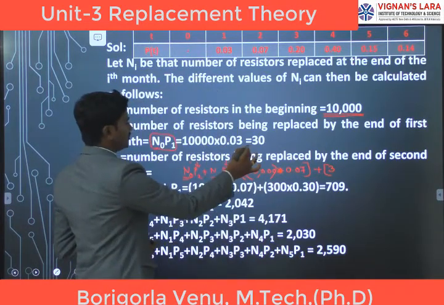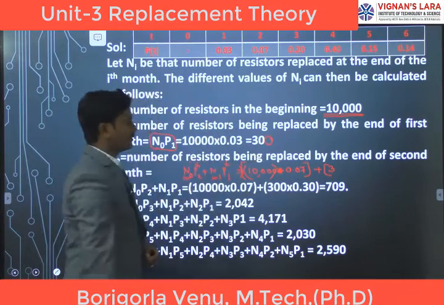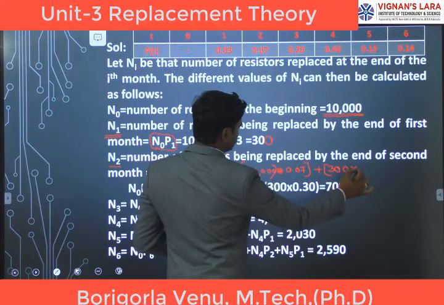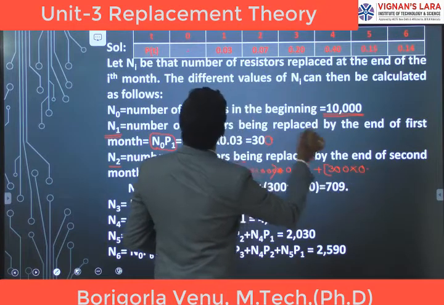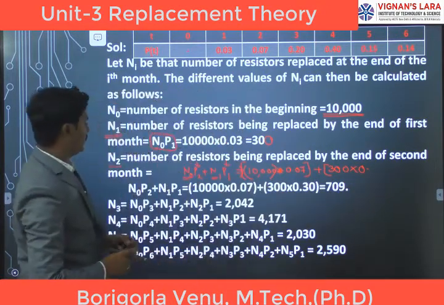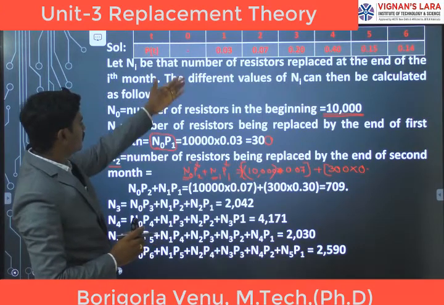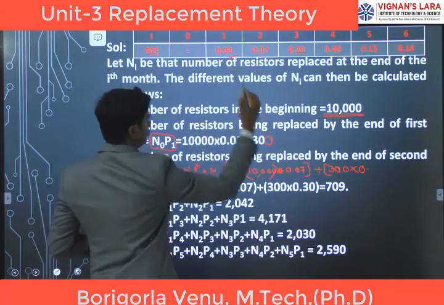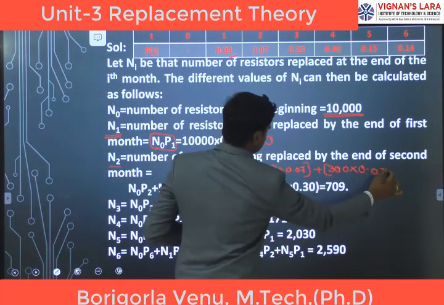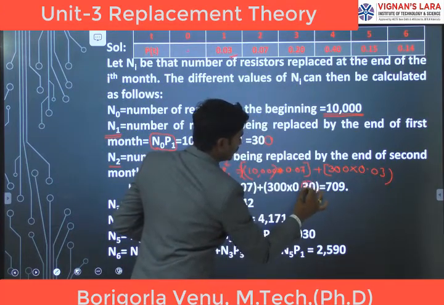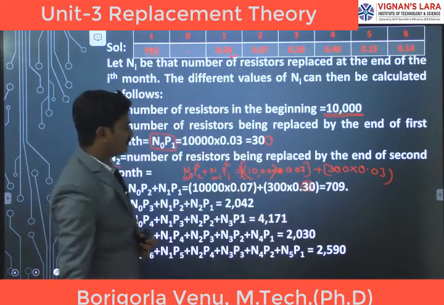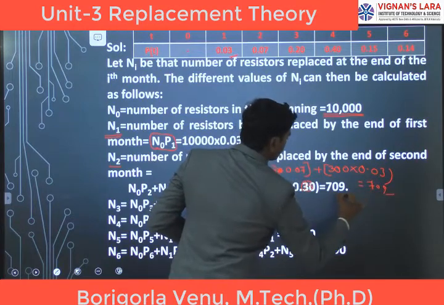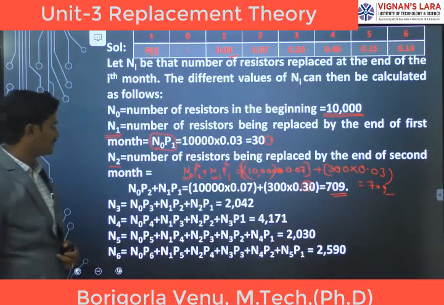10,000 into 0.03 is 300, not 30. So 300 into 0.03. What is the failure here? This is 0.03, not 0.30, it is 0.03. From this we obtain 709.